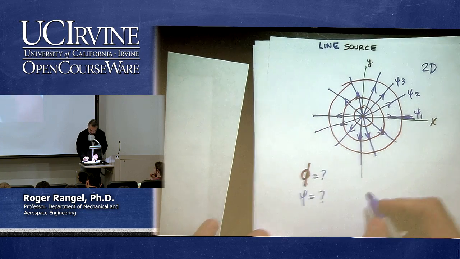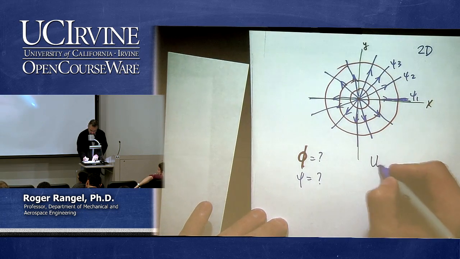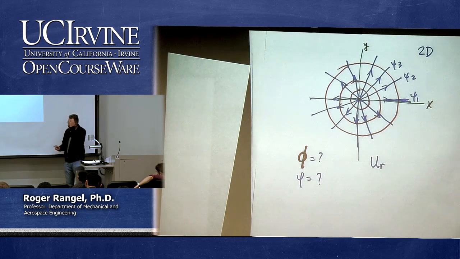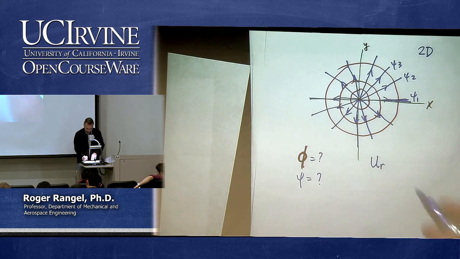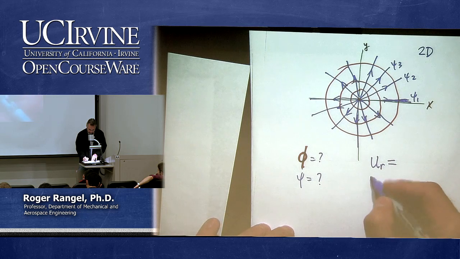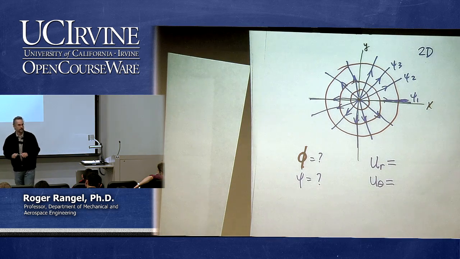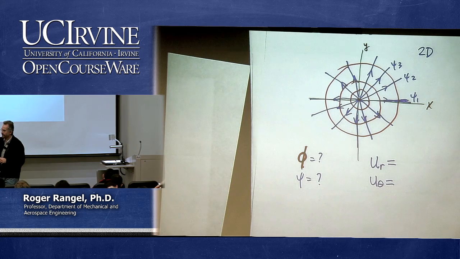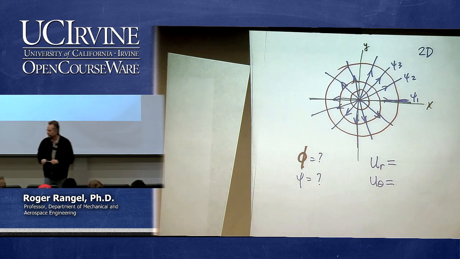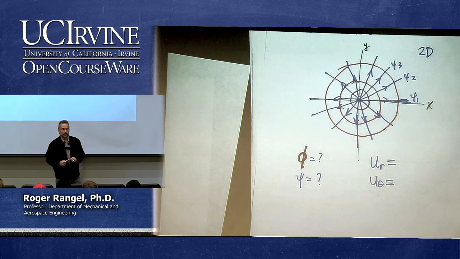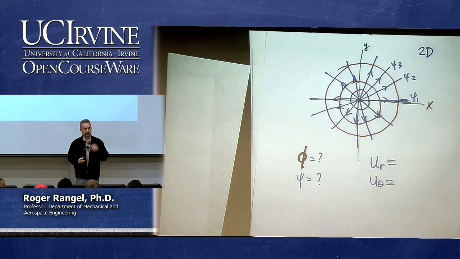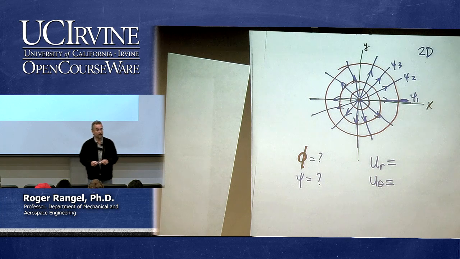Can you give me an idea of what U sub r is? I need to work in cylindrical coordinates, obviously. So what U sub r would be and U sub theta would be for this flow. You can start with either one. What's U sub theta? I've asked you many times during the quarter, haven't I? Well, let's ask the lady next to you. What is U sub theta for this flow?